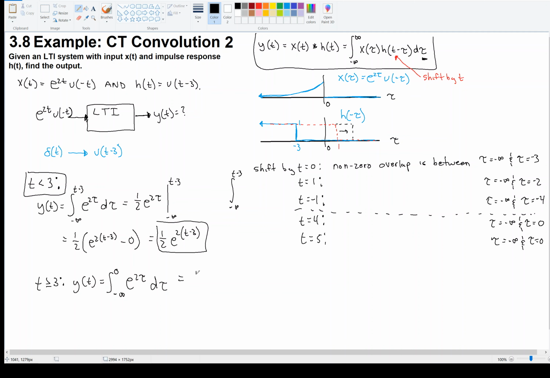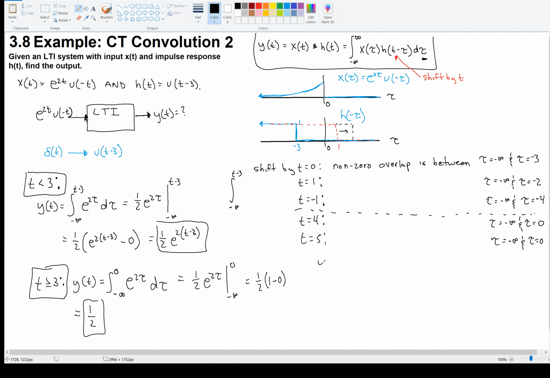Okay, so we can integrate that. That's 1/2 e to the 2 tau. We've got minus infinity to 0. So I plug in 0, e to the 0 is 1. And when I plug in minus infinity, e to the minus infinity is 0. So this is just a constant, interestingly. 1/2. So that's the other part of our answer. We have every value of t now covered.